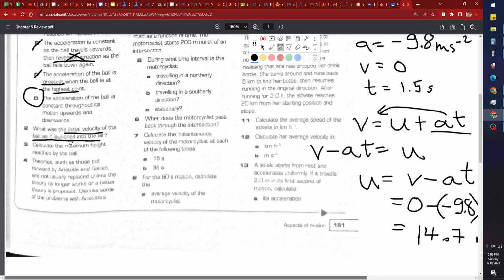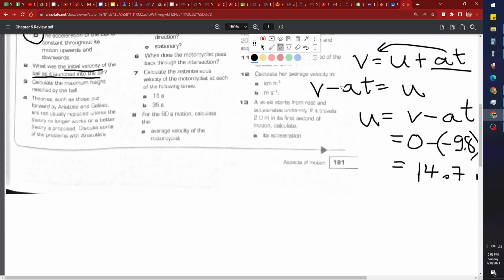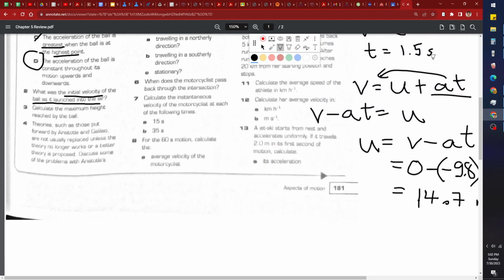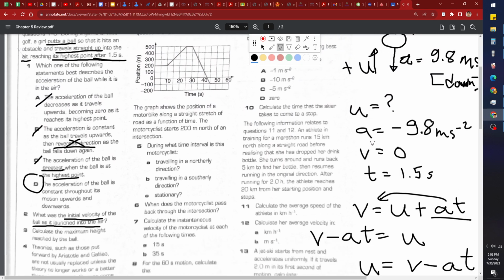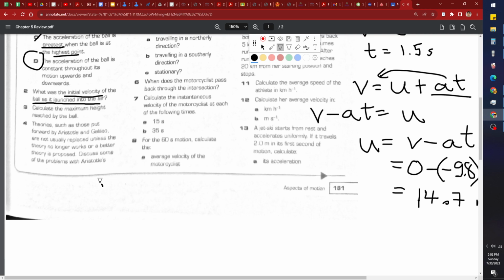3, calculate the maximum height reached by the ball. Okay, so the maximum height reached by the ball means at the highest point, right? Highest point. So that means it's a displacement. We want to know that. So what things do we know? Well, we just finished finding the initial velocity, so maybe we can still use that.